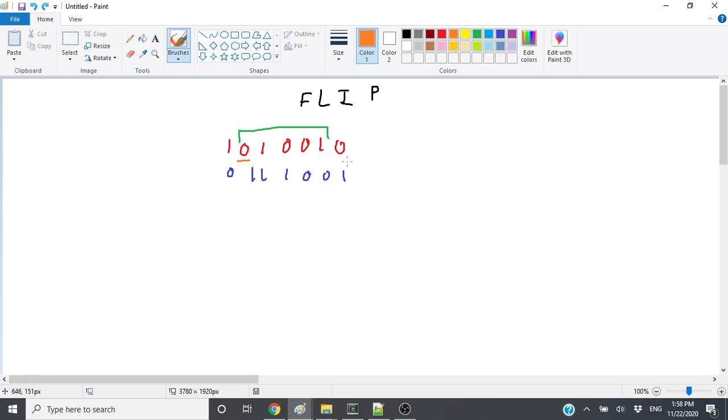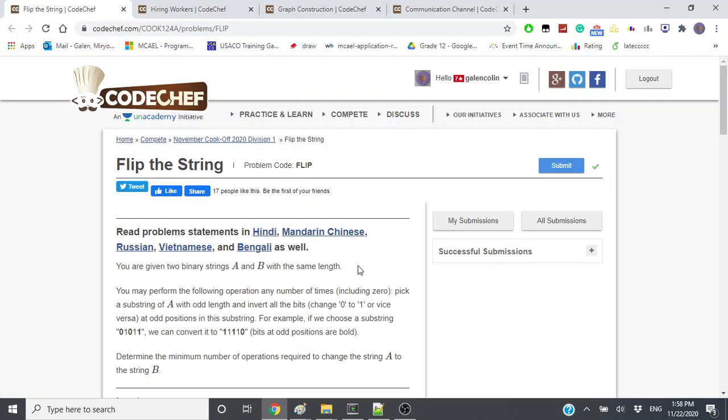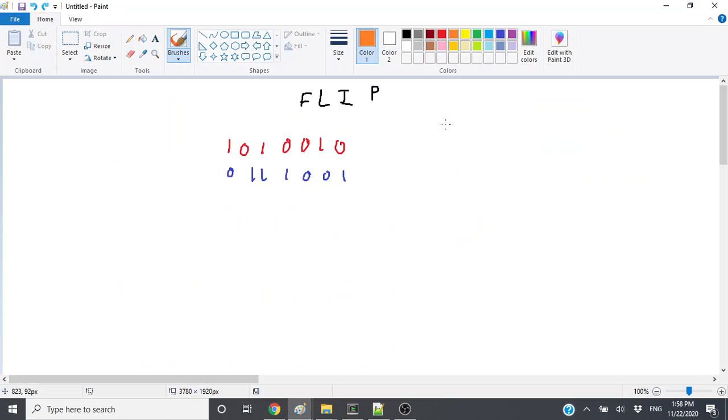Your goal is to make the two strings equal in the minimum number of operations. So what is the minimum number of operations? That's what you have to find out. Basically, you don't care really about the values of the strings themselves. You care about whether they're equal or not. So for example, having a pair of 1 and 0 and a pair of 0 and 1 is equivalent. The point is they're not equal to each other. And the same for 1 1 and 0 0.